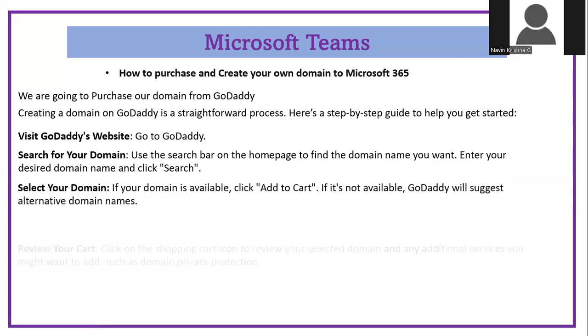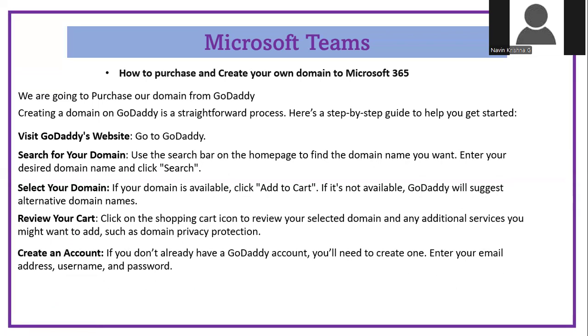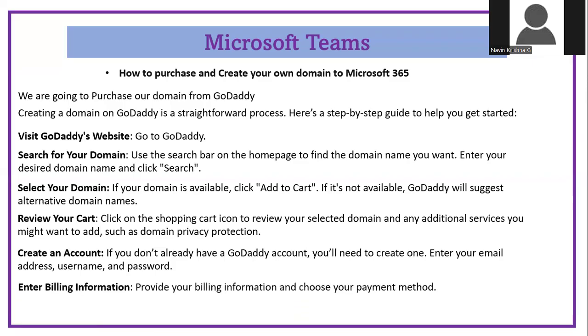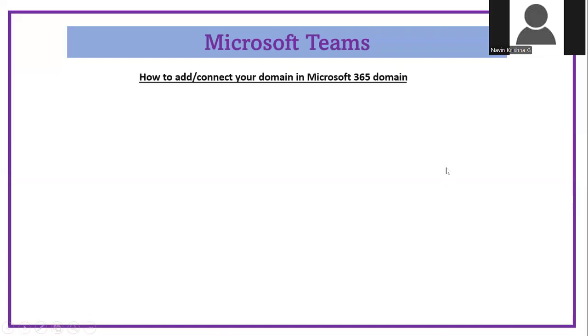Then select your domain, and then review the domain you have selected from the cart. Then create an account on the GoDaddy website, if you have not created one already, with your own username and password. Then enter the billing information, choose the payment method and complete your purchase. Once this is done, a separate domain name will be registered in your name and you will be the owner of that domain. We will see everything on a live screen one by one. This is just for your information and knowledge.